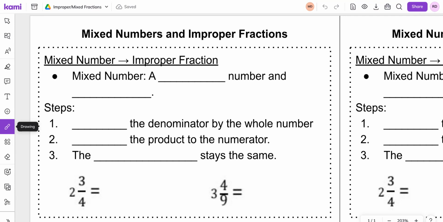So the first thing is a mixed number, and we want to know what it is. A mixed number is a whole number with a fraction attached to it.